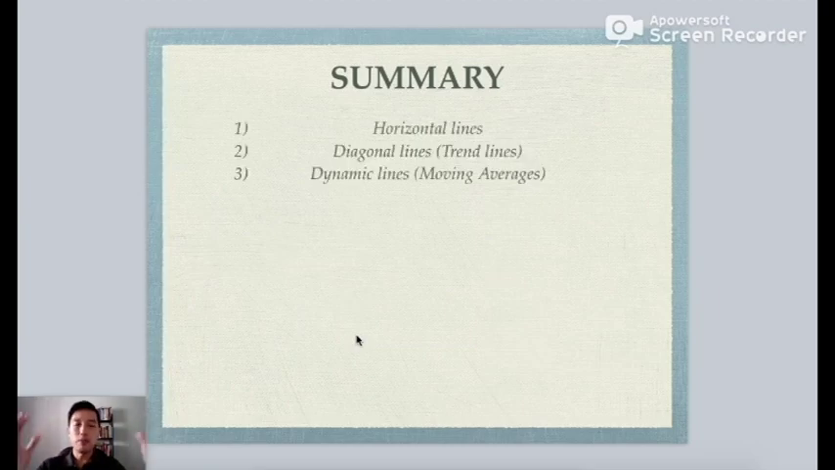So just a quick summary. When it comes to support and resistance, there are 3 ways you can go about it. First one is to draw the horizontal line. Second one, draw the diagonal line, or what we call the trend line. The third one is using the dynamic line, which is using the moving average indicators. I will cover this in the next video.